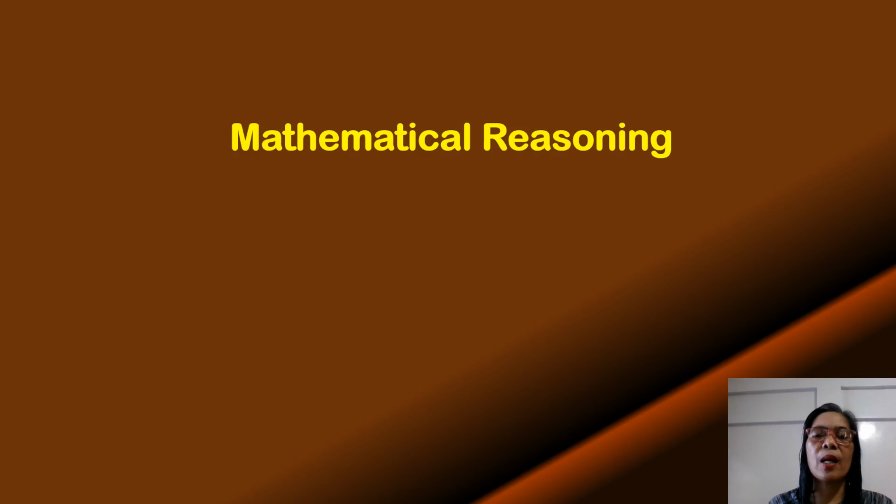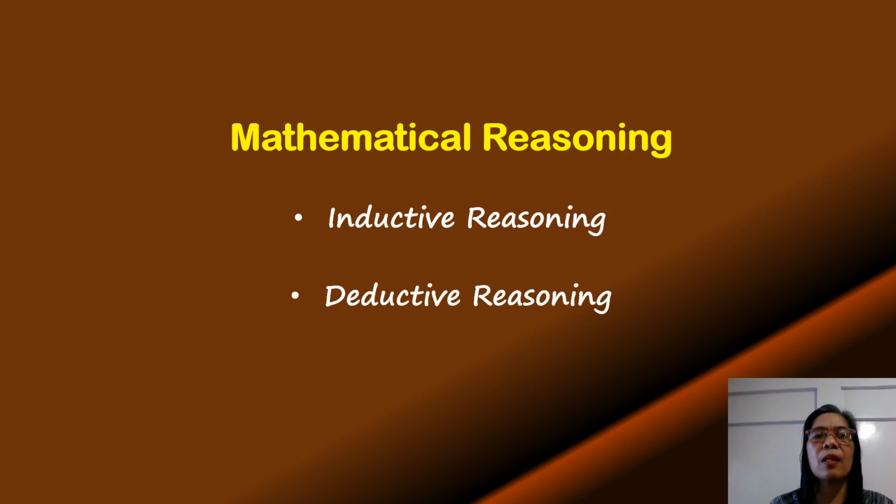Today I'm going to discuss mathematical reasoning. Mathematical reasoning uses logical and mathematical skills to determine the truth value of a given acceptable mathematical statement. It is used to get a conclusion based on relevant facts and sources that have been considered true. It is also used in solving problems. There are two common types of mathematical reasoning, the inductive reasoning and the deductive reasoning.